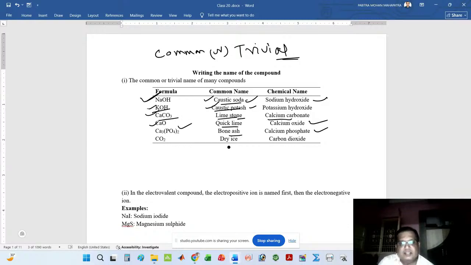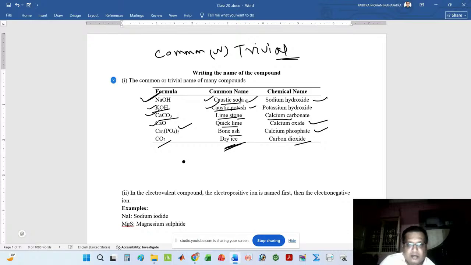Next is dry ice. It is very famous. Everybody knows about this. Carbon dioxide is said to be dry ice. Actually, its chemical name is carbon dioxide. So these are a few compounds which have a particular common name. It is your duty to remember these common names by repeated practice.